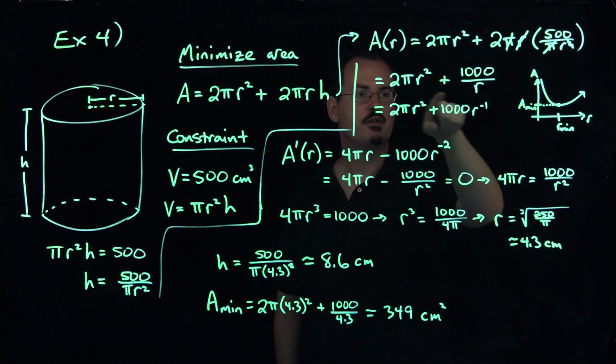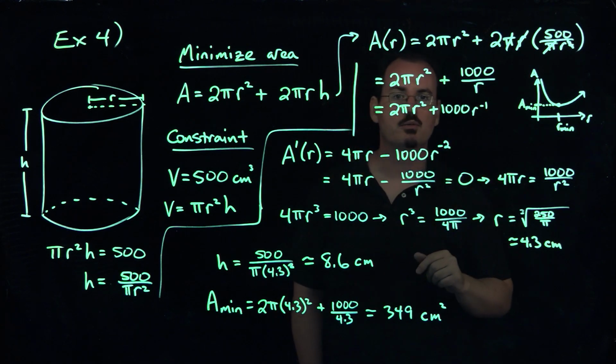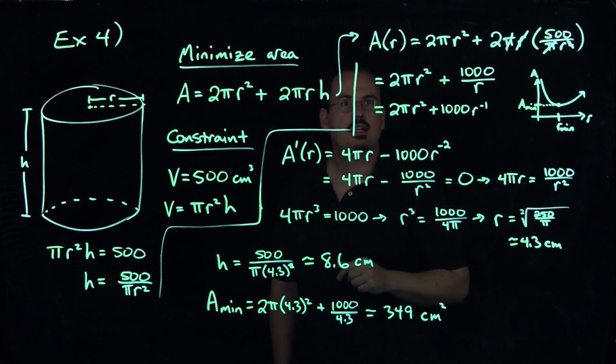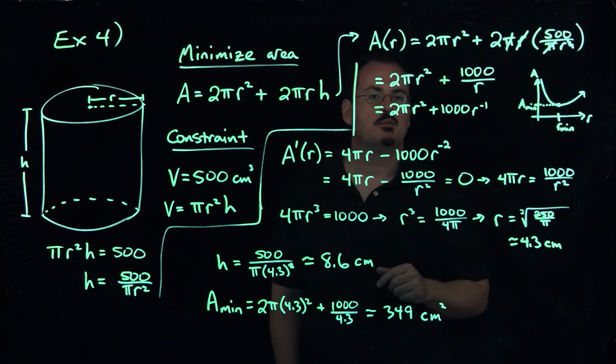And then to take its derivative, let's write that as r to the minus 1 power. So the next step, as we've already seen, is to take the derivative.